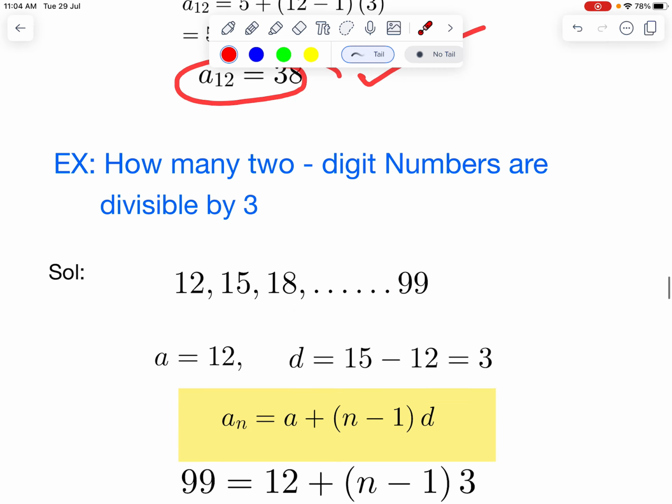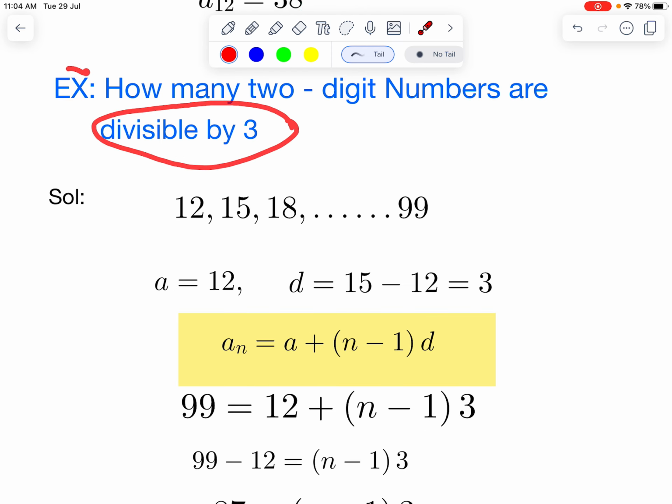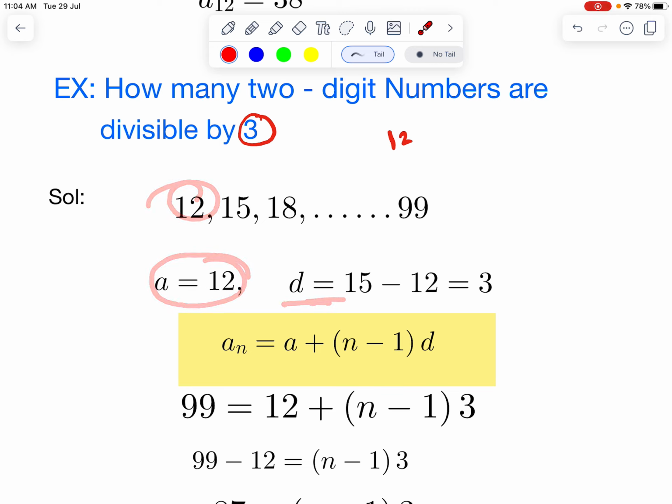Next sum. How many 2-digit numbers are divisible by 3? This is the most important sum. First of all, you can write the 2-digit numbers starting from 10, but they must be divisible by 3. Means 12, 15, 18, 21, the 3 table, 21, 24, 27, 30, like that, up to 99. The last number is 99. Suppose 99 is also divisible by 3. Therefore, the first term a is equal to 12. The common difference d is equal to 15 minus 12, that is equal to 3.